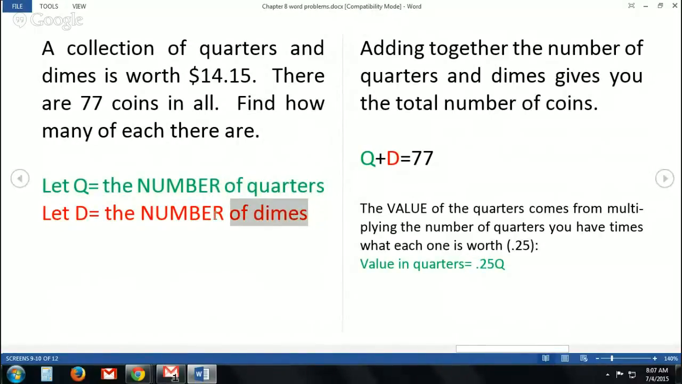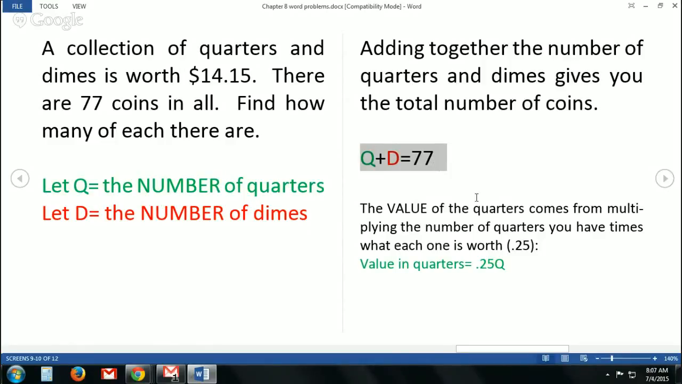Let D be the number of dimes. Now, it told us that there were 77 coins altogether. So if we take the number of quarters and we add to it the number of dimes, that should be the total number of coins. The quarters plus the dimes give me the total number of coins that we had.